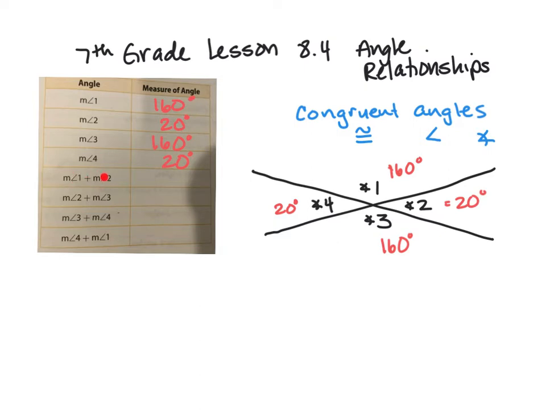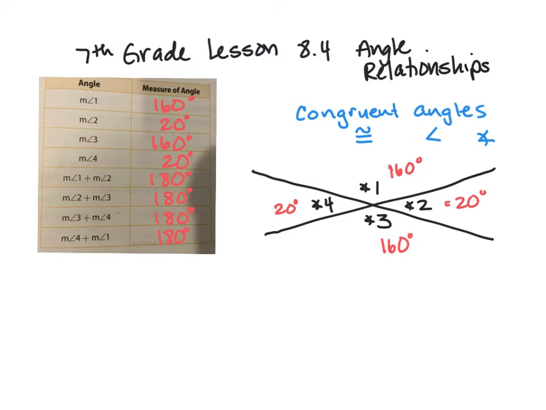The measure of angle 1 plus the measure of angle 2. Angle 1 plus angle 2, 160 plus 20 more is 180 degrees. The measure of angle 2 plus the measure of angle 3, 160 plus 20, 180 degrees. The measure of angle 3 plus the measure of angle 4 put together, this whole angle, 160 plus 20, 180 degrees. And the measure of angle 4 plus the measure of angle 1. Angle 4 going from here to here plus the measure of angle 1. It forms a straight line when they were put together. 20 plus 160, 180 degrees.